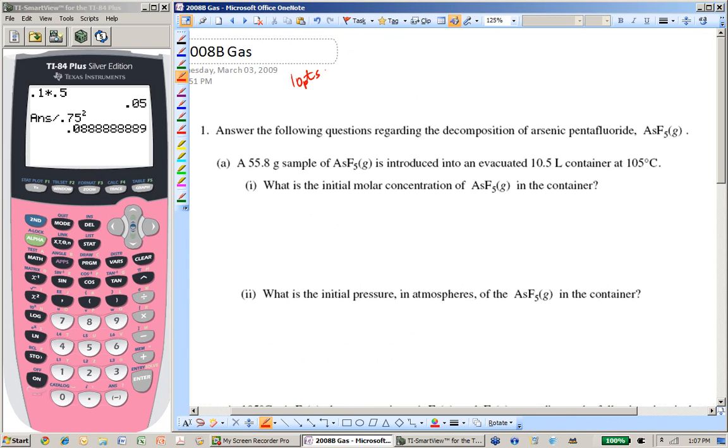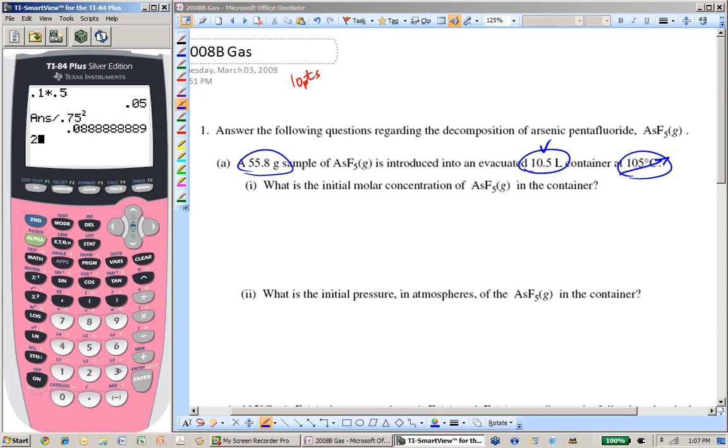All right, so now what? Answer the following questions regarding the decomposition of arsenic pentafluoride, AsF5. A 55.8 gram sample, might need that, is introduced into an evacuated, that means nothing else is in there, so my RICE table has 0, 0 going on the product side, and that's a volume. And then here's a temperature, but you know what? You're not going to leave it that way. 273 plus 105, 378.